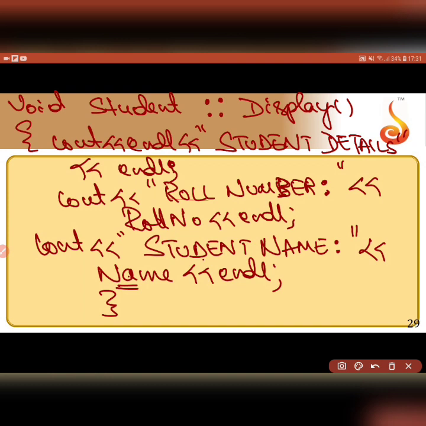Now I need to write my main, and there I need to create an object. Then only memory would be allocated for the class, and with the help of the object only I can call the input and the display function. So I can call the input and display because they were declared in the public section of the class, and it is accessible outside. Please make a note of this.